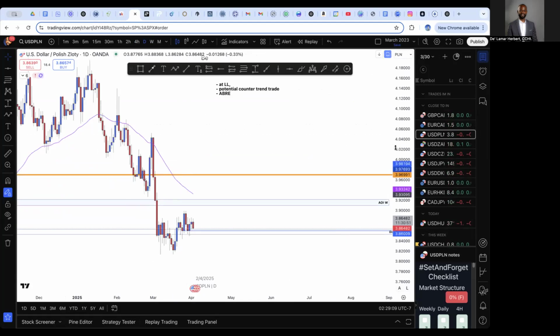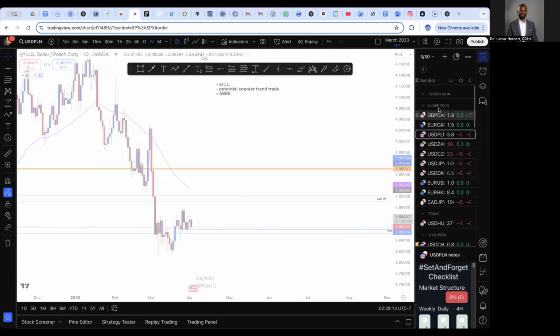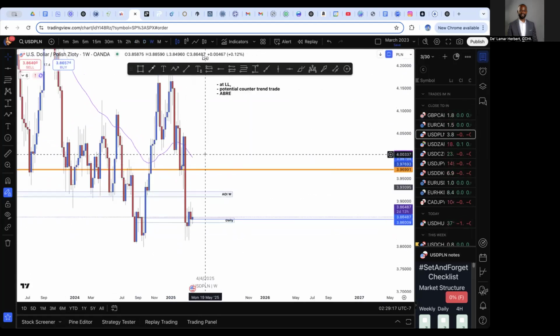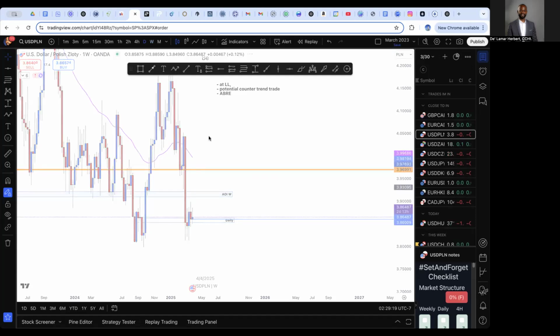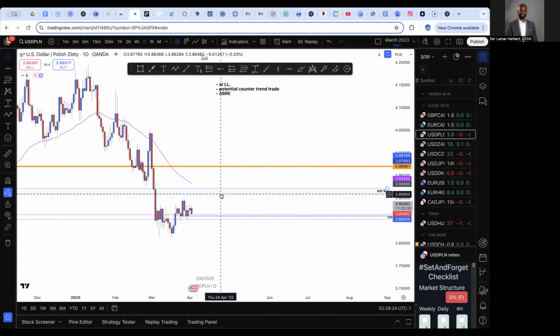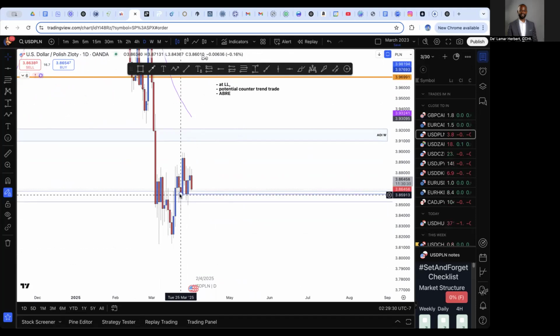USD PLN having a lot of indecision candles here on the daily, but on the weekly having the same thing, having these indecision candles at the bottom. A few counter trend trades, a lot of counter trend trades. This is another one here. We never quite went past this lower low here for the daily. So some indecision here.